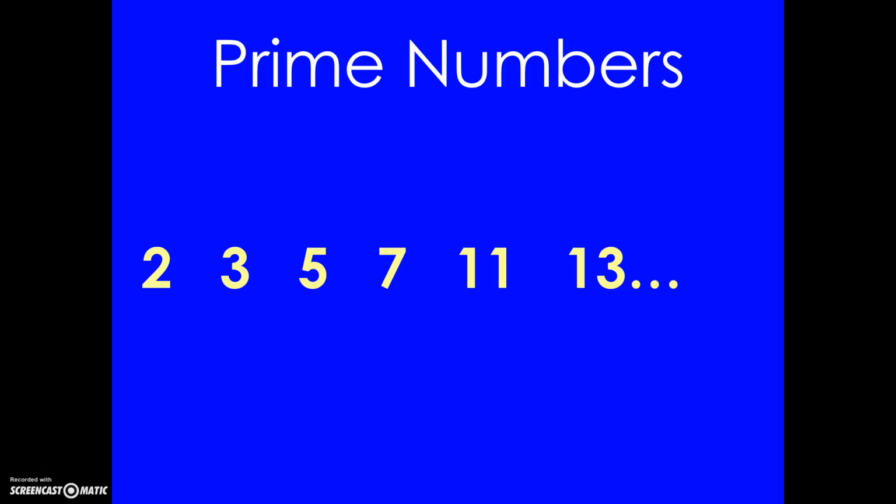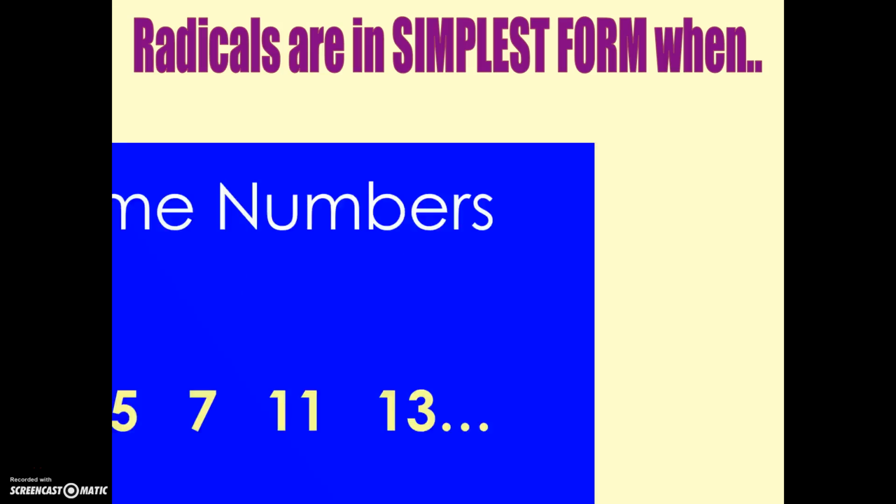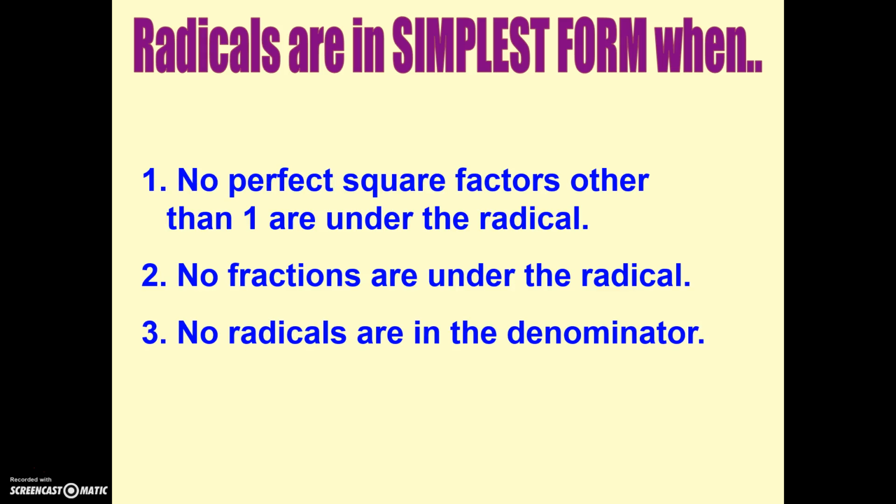Now, the reason that we need to be familiar with prime numbers is because of trying to put radicals in simplest form. Now, we'll know that radicals are in simplest form when there are no perfect square factors other than 1 under the radical, and we're going to talk a little bit more about that in a second. There are no fractions under the radical, and no radicals in the denominator. So if all three of those things are taken care of, then you know that your radical is in simplest form.